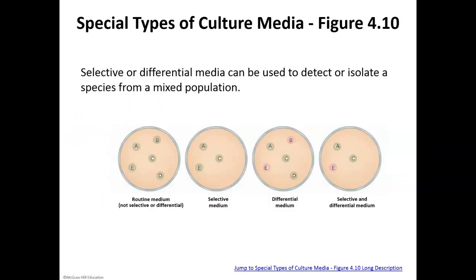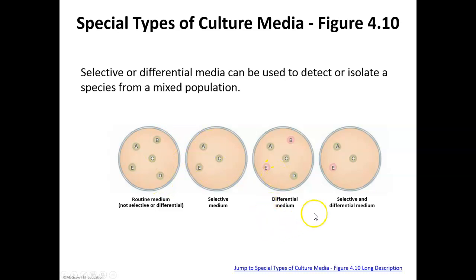So you can have a complex media that grows everything. And so here we have 5 different types of organisms growing. This is just a typical medium, right? A routine medium like tryptic soy agar or nutrient agar. Selective media is going to select for certain organisms to grow and other organisms don't grow. So in this case, B and D did not grow, whereas A, C, and E did.